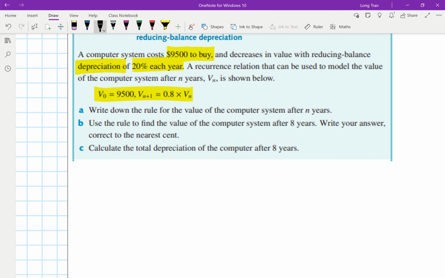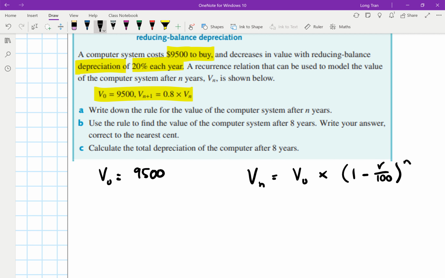So you start off with $9,500, that's how much you bought the computer system. The rule that we saw before was the compound interest formula, which was Vn is equal to, in this case, V naught, which is what you start off with, multiplied to 100% of itself. And in this case, we're not adding on, we're depreciating. So we're losing over time. So it should be subtraction of the rate, which is in percent. That's why it's over 100. So if it's 2%, it's 2 over 100. In our case, it's 20%, it's 20 over 100 to the power of n.